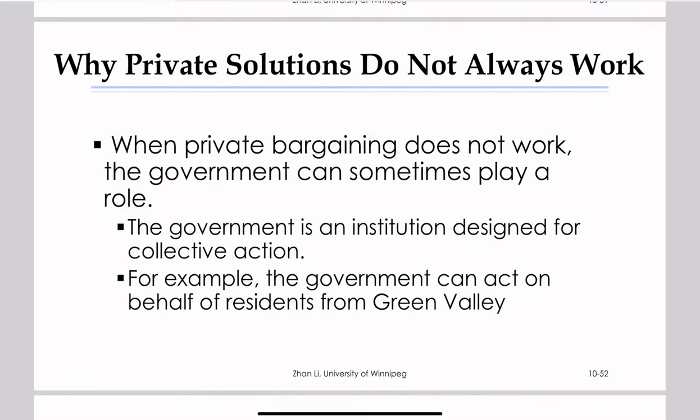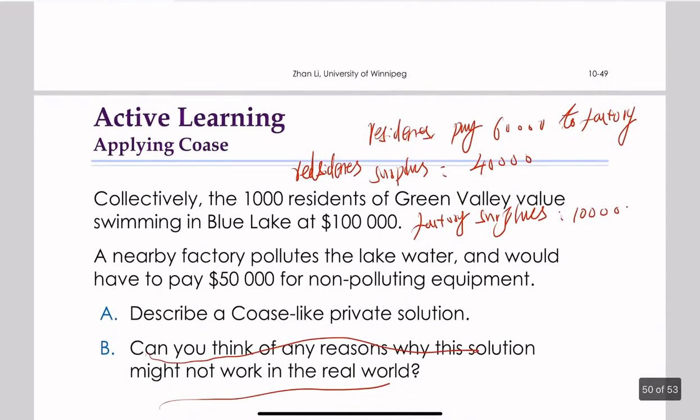For example, in this negotiation between 1,000 residents and the factory, if the negotiation fails because of a failure of coordination between these residents, then the government can just step in and represent these 1,000 residents to negotiate with the factory. In reality, generally you will have these local environmental agencies. These agencies can pretty much directly negotiate or regulate these factories, which will provide this potential efficient solution.